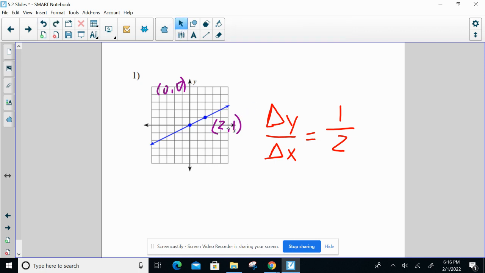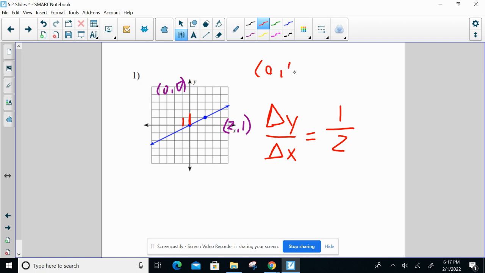Now, what do you notice about those numbers? Our slope is 1 over 2. We know that. We found that yesterday. But check out the change in y. The change in y is 1. Oh, I guess I should put a 1. How could we get that without the graph? What if I just gave you these 2 points? What do you notice?